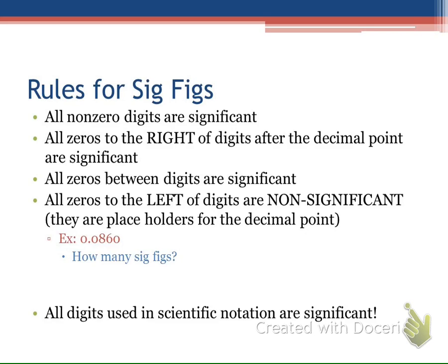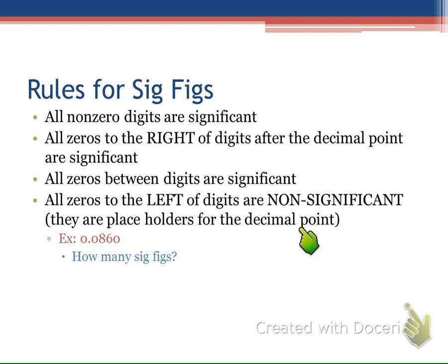Zeros to the left of digits are non-significant. So zeros to the left of digits before the digits start are non-significant. They become placeholders for our decimal point. Zeros to the left of digits before the digits start, not in between digits, are non-significant. They are simply placeholders. So this number right here, if you can't quite read it, is 0.0860. That's the example given up on the board.